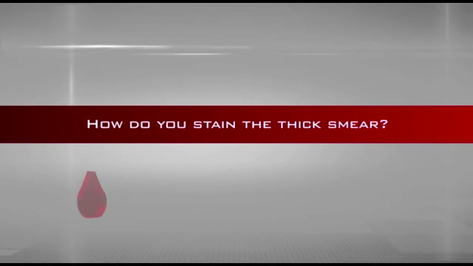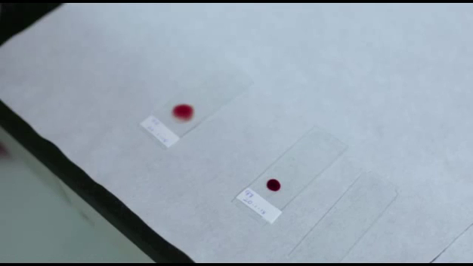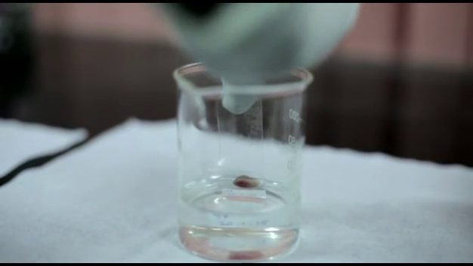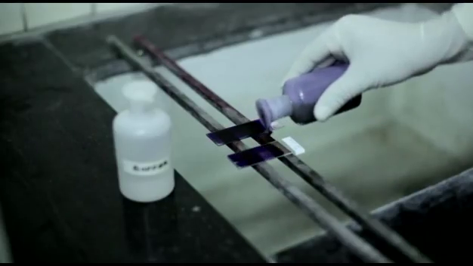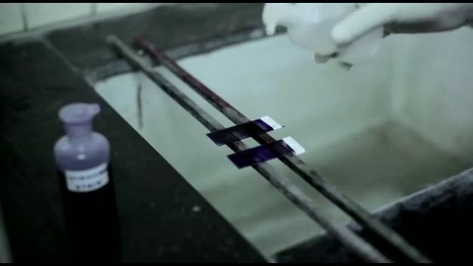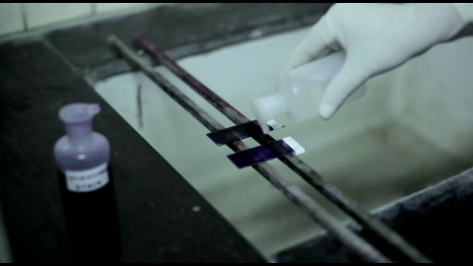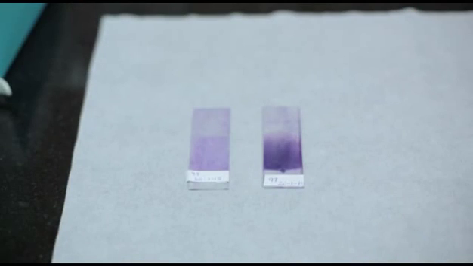How do you stain the thick smear? Thick smear is also stained similar to the thin smear. It is then kept in distilled water for 10 minutes and then dried. The primary staining procedure is once again repeated. Now the slide is ready for reading.